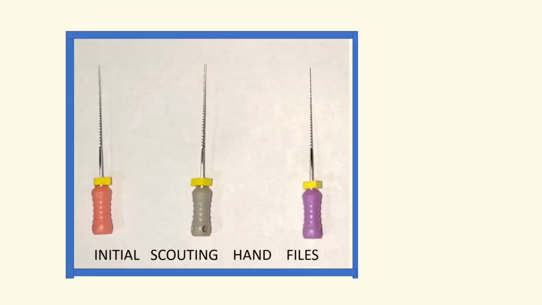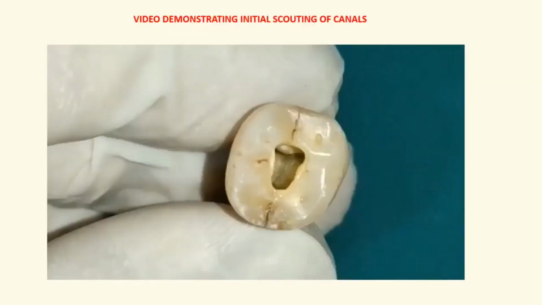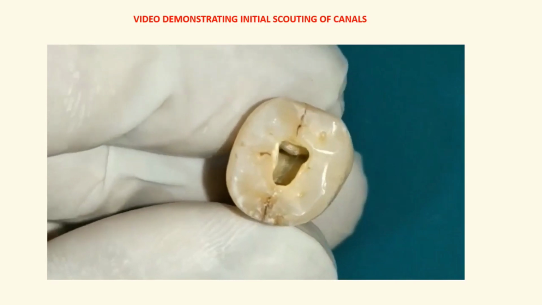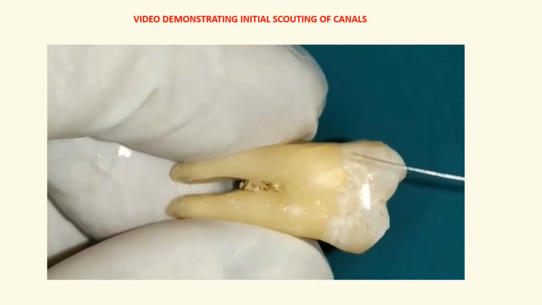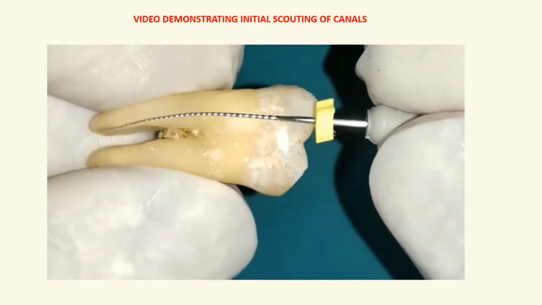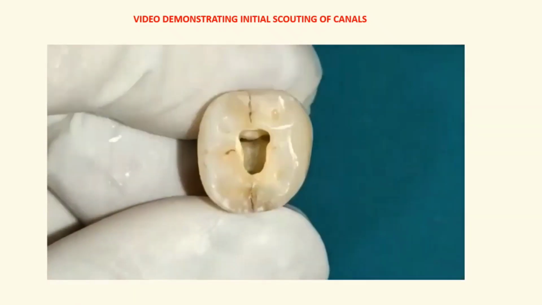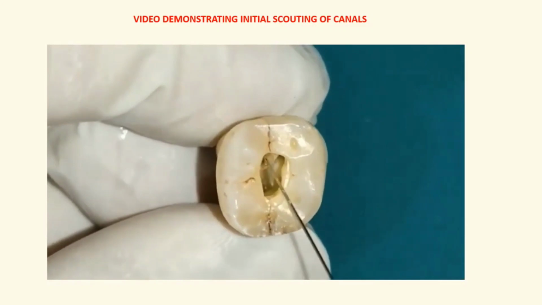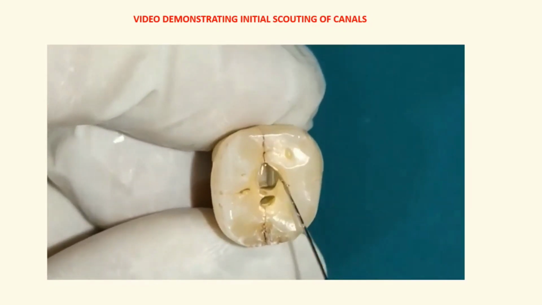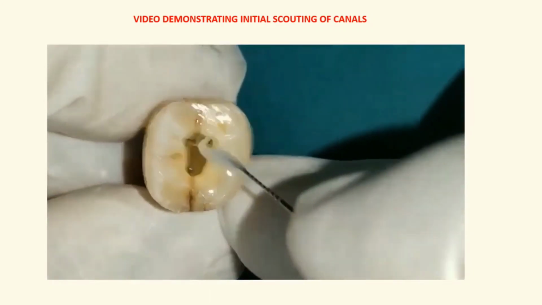Next step is initial negotiation or scouting of the canal system. These are my initial scouting hand files, number 6, number 8 and number 10 K file. This is the video demonstrating the initial scouting of the canals. This is the most important step in glide path preparation. It is done with a number 8 or 10 K file. The chamber is flushed with sodium hypochlorite.